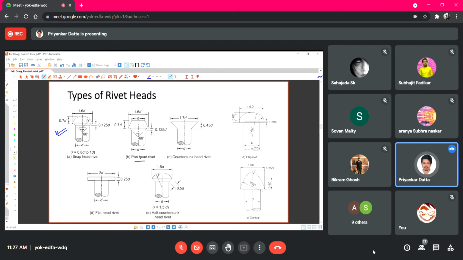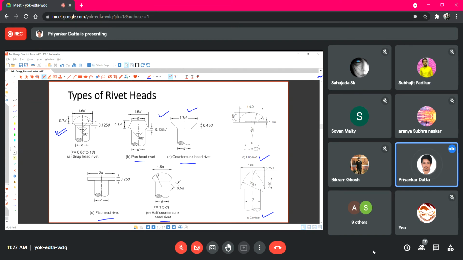So pan head is there, countersunk rivet head is there, flat head rivet is there, half countersunk is there, and two types of ellipsoid and conical, which are modified versions of this snap head or circular head rivet, button head rivet. So these two are mostly used in boilers and ships. And also in many cases there are some space restrictions and other criteria which have led to create these different types of heads.